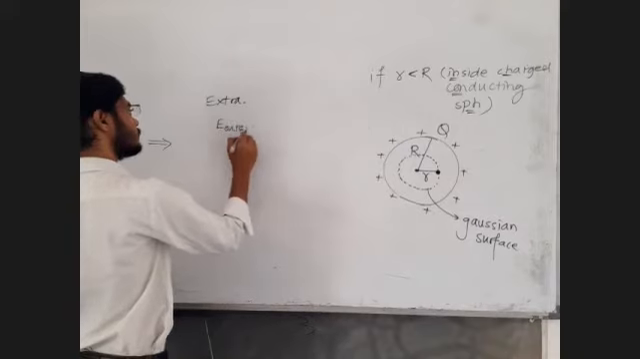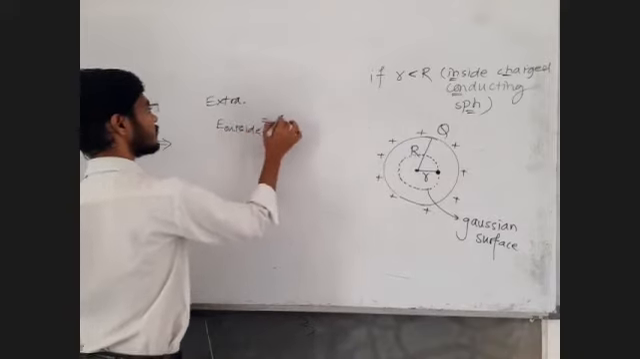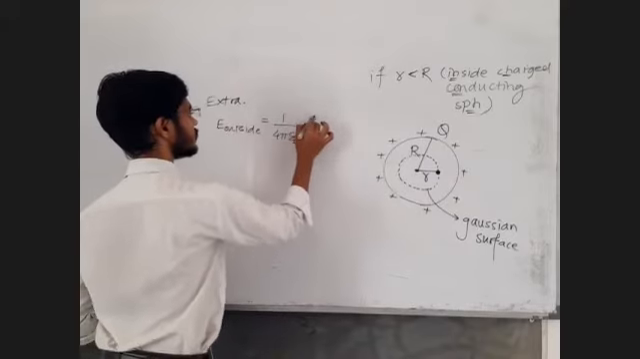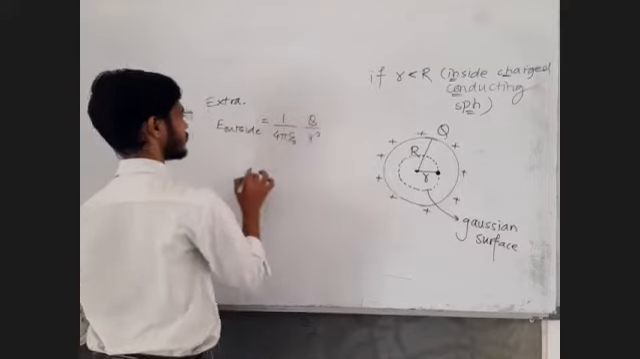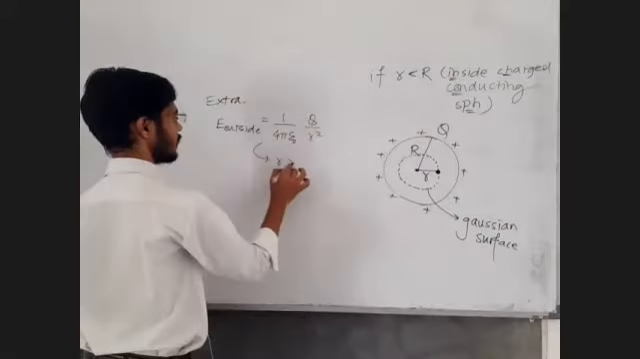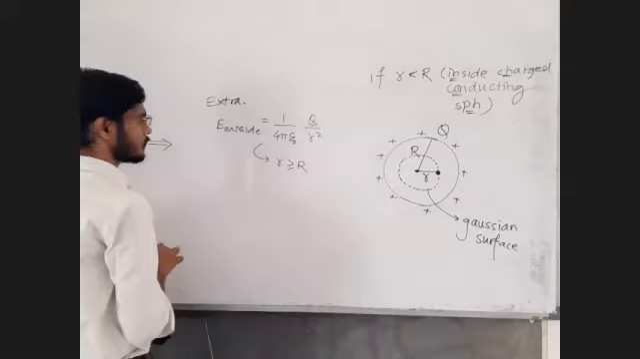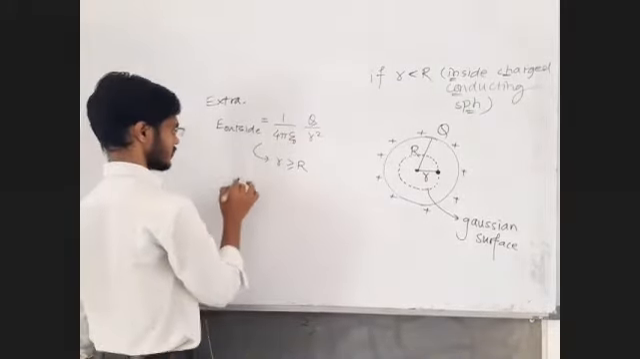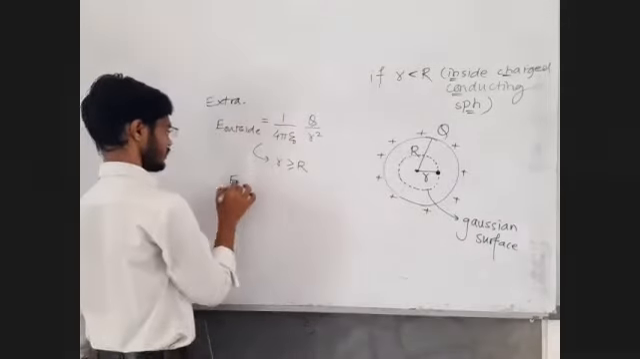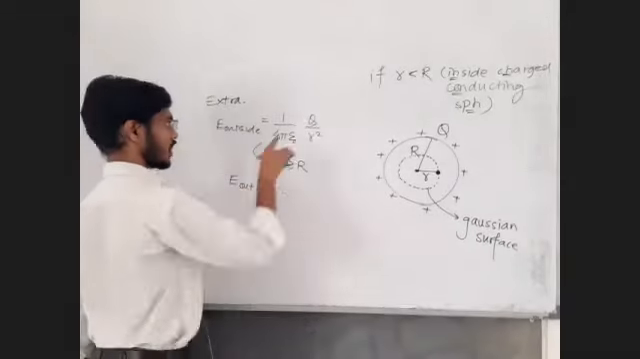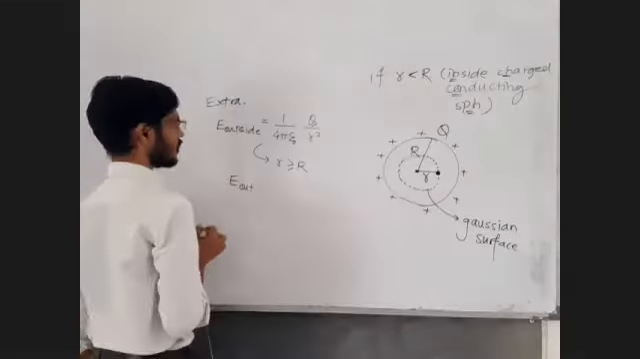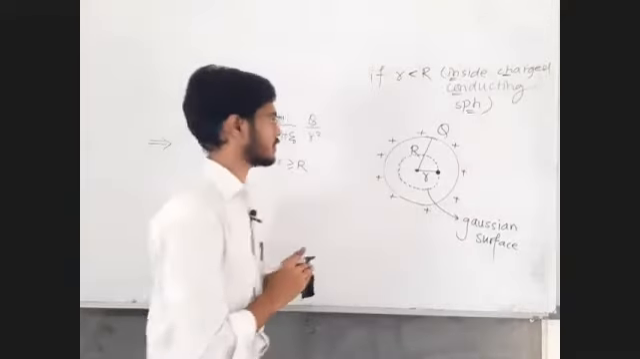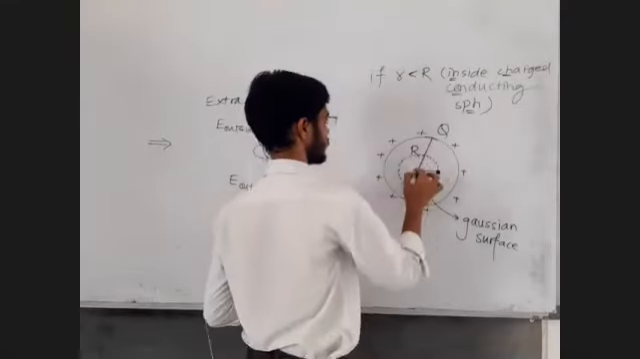E outside. What is the formula? Sir, very simple. 1 upon 4 pi epsilon 0 q upon r square. When is this formula to be used? When r is more than or equal to R, meaning you are outside or on the surface. But sir, generally we are not given charge. We are given charge per unit area of our system. This is our system having radius equal to capital R.